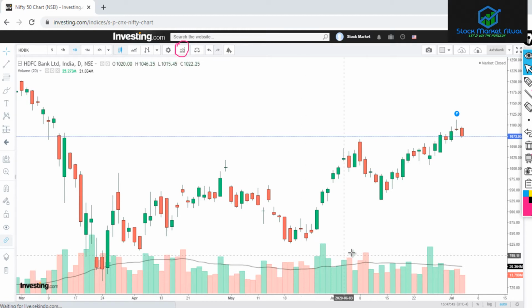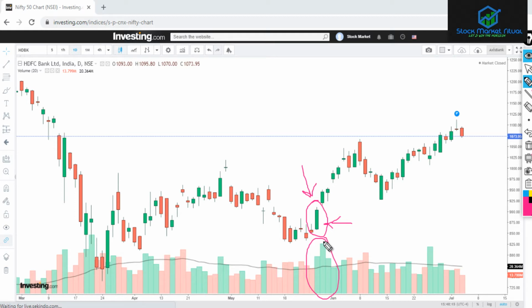Now this is the volume. Now this is the price and this is the volume. Now as in price, the green means buy. Similarly, the green volume means also buyer's volume. That means demand is high.